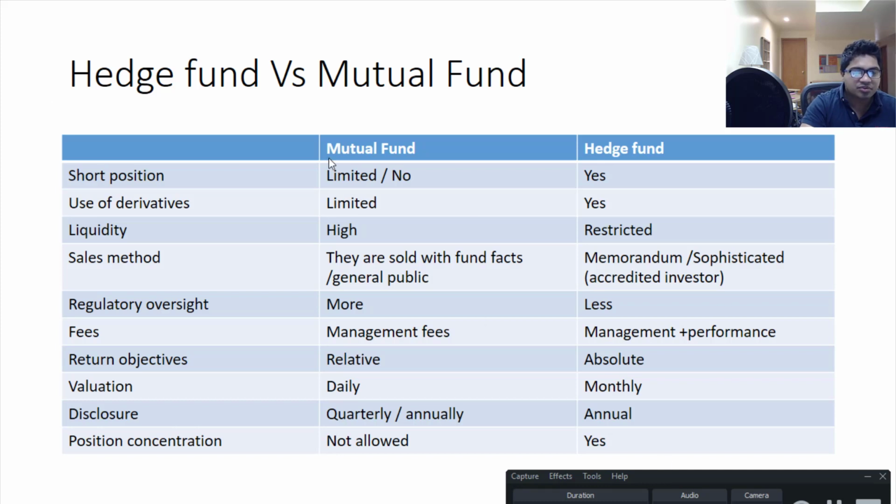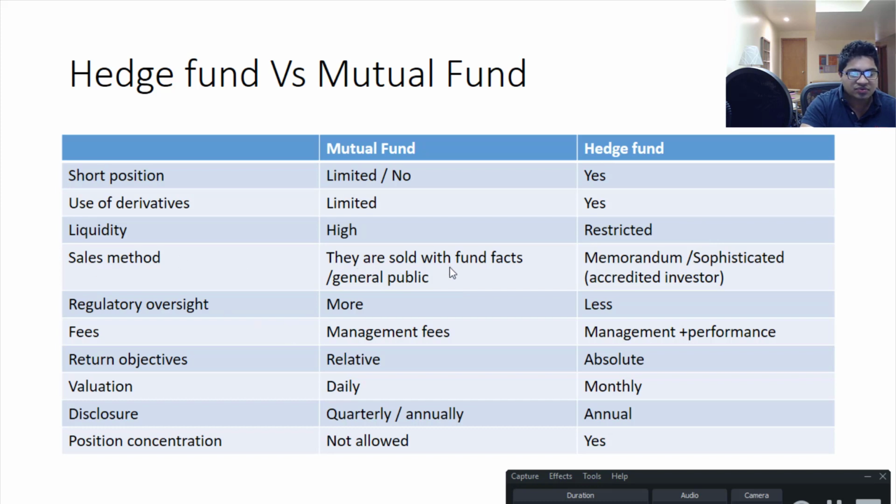So, the difference between a mutual fund and a hedge fund. For mutual funds, short positions are limited. There is limited use of short positions in close-ended funds, and generally they cannot use short selling. Hedge funds can do short selling. Use of derivatives is limited to 10% of fund value. Hedge funds can use derivatives. Liquidity is high in the case of mutual funds. Liquidity is quite restricted, so they have low liquidity in the case of hedge funds.